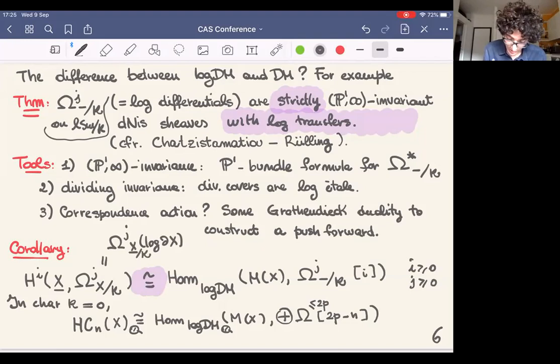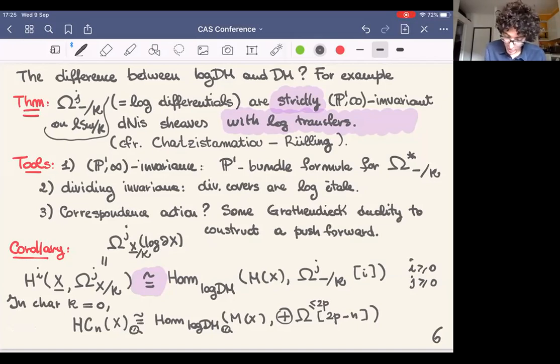Okay, so as a consequence of our theorem, this is the same Hom in logDM between the motive of X and Ω^j_X[i]. This is for i and j greater or equal to 0. And this in particular shows that logDM is not the same as DM, right? Because this is not true. The Hodge homology is not representable in DM.